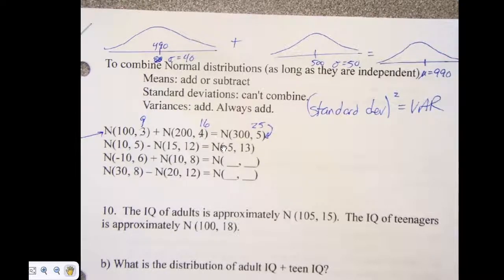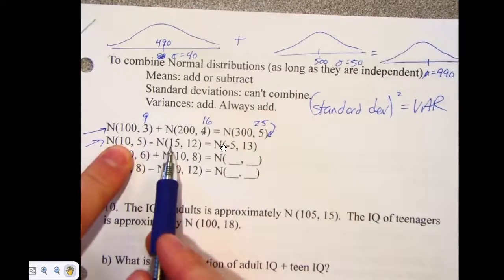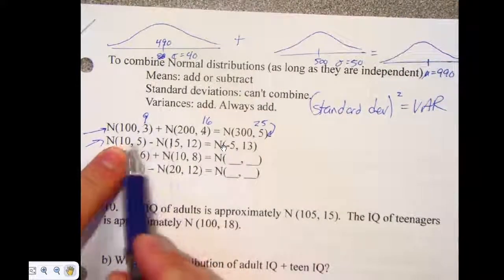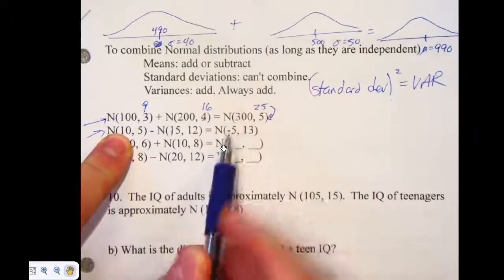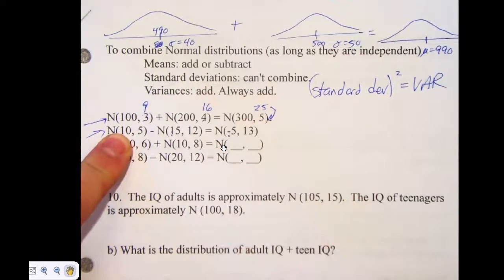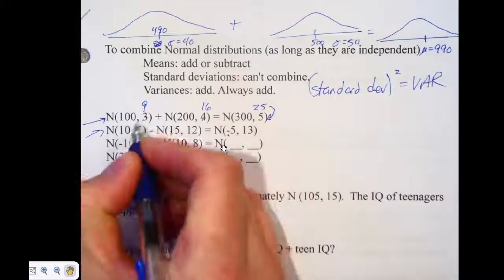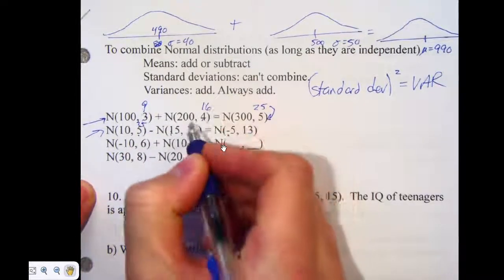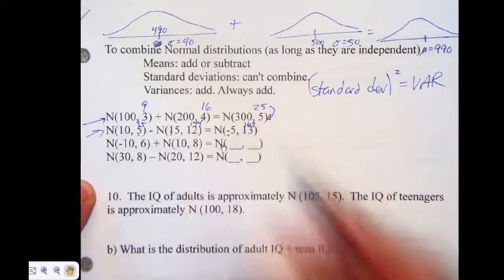Oh, okay. So on this next one, I've got an average of 10 and an average of 15. I'm subtracting, so 10 minus 15 is negative 5. That's exactly what you'd expect. Even in a subtraction problem, though, I add variances. So it's always addition. What's 5 squared? 25. What's 12 squared? 144. If you add those up, you get 169.